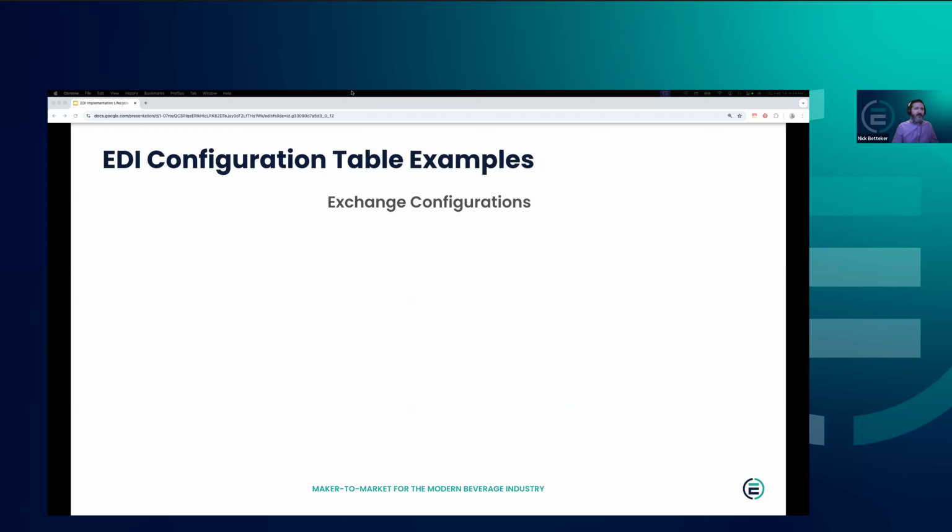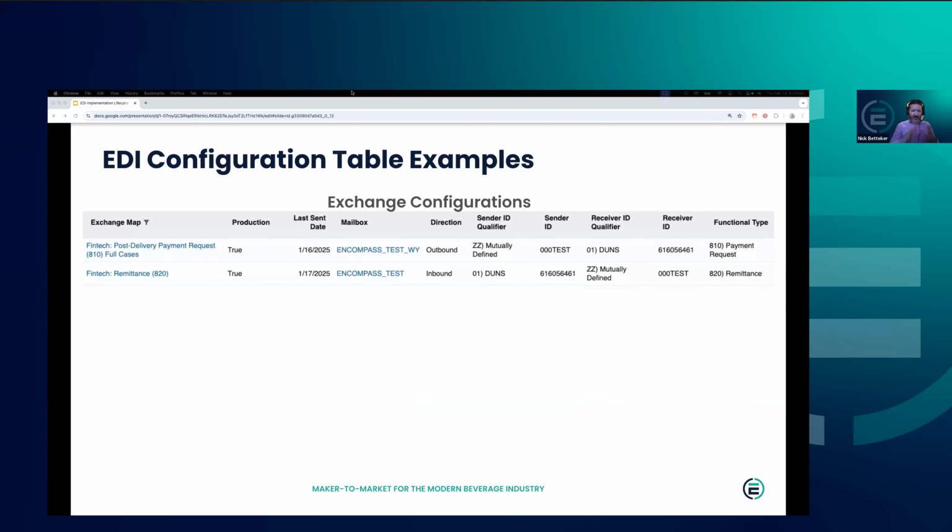All right. First, let's take a look at some exchange configurations. So here we have two FinTech exchange configurations, an outbound configuration and an inbound configuration. Reading it from left to right, you can see it contains some really critical elements we need for an EDI setup. On the left-hand side, we have the exchange map, so you know right away that this is a FinTech implementation.